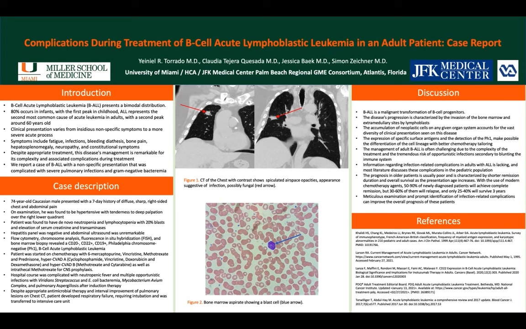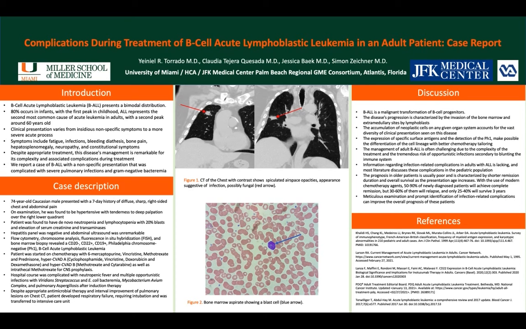B-cell acute lymphoblastic leukemia, also known as B-ALL, presents a bimodal distribution. 80% occurs in infants, with the first peak in childhood. ALL represents the second most common cause of acute leukemia in adults, with the second peak around 60 years old.